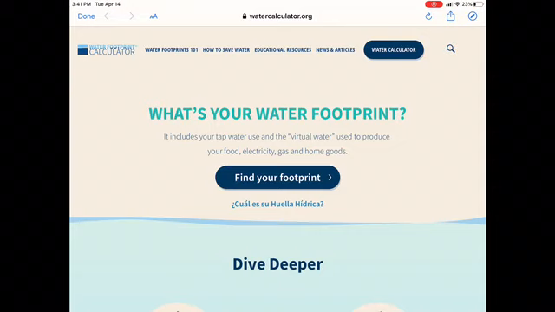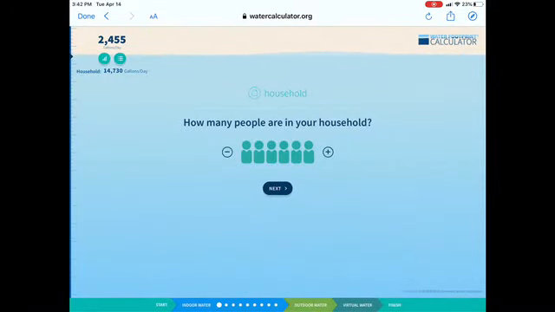And so I think this survey will help us figure out how much water we're really using. You can take this survey in both English and in Spanish. Obviously, I'm going to take mine in English, but if you need Spanish, it's right underneath the English button. Now it's asking how many people are in our house. There are 6 people in my house.